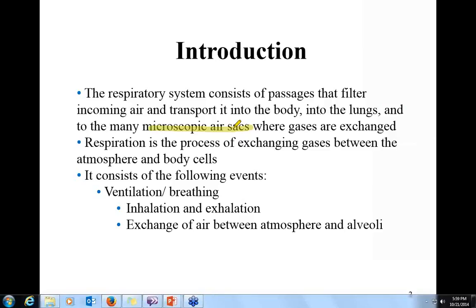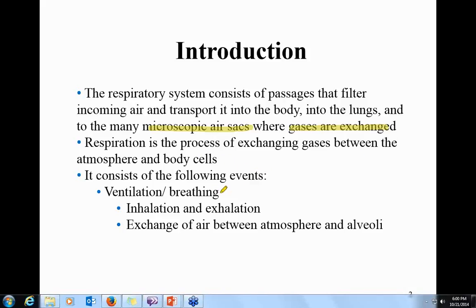So you can kind of think of the alveoli as the functional unit of the lung. And when we're talking about gases exchanged, we're talking about primarily oxygen and carbon dioxide. So again, respiration is the process of exchanging gases between the atmosphere and body cells. And it consists of the following events.